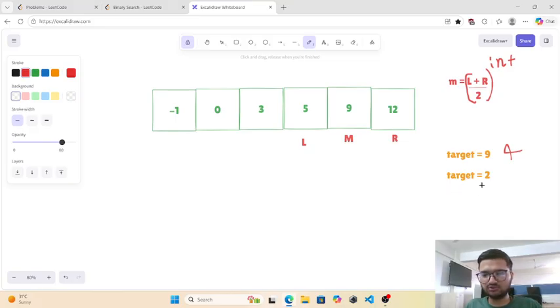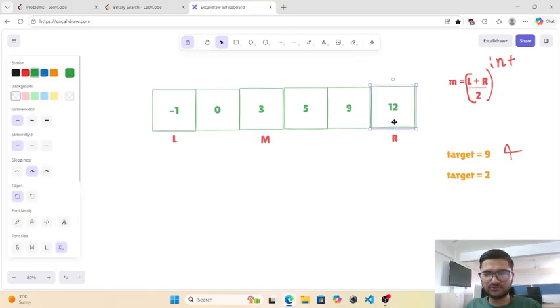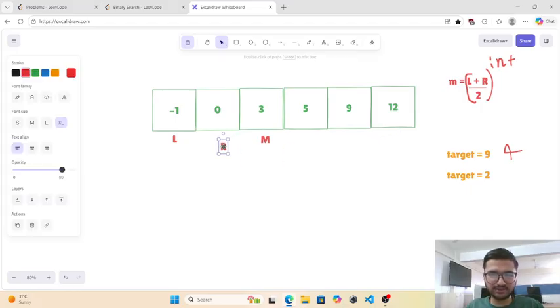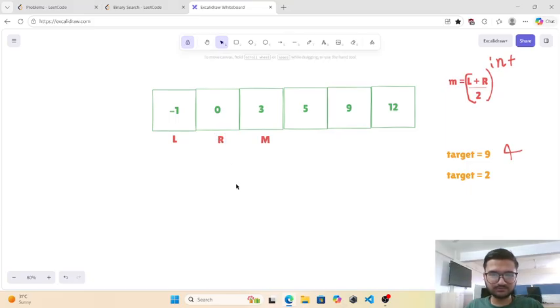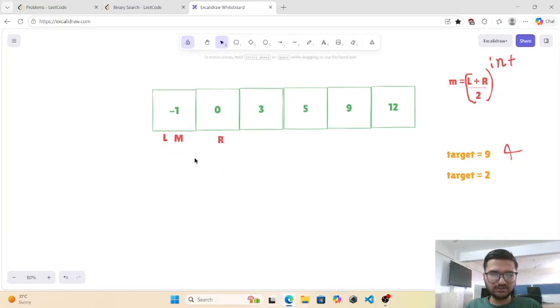And then the second target is 2. We start from 0, L is 0 and m is the middle. Then we check the target, which is 2. The value at m is 3, and 3 is greater than 2, so we change the R index to m minus 1. M minus 1 is 2 minus 1, which is 1. Then we check if the value at index 0 equals 2, no. Then m is L plus R divided by 2, so 0 plus 1 by 2 is 0.5, which gives m as 0. M is 0 and L is 0, and then we check if minus 1 equals 2, no.